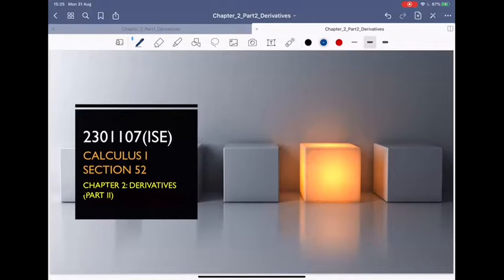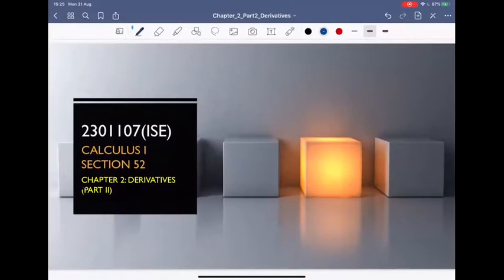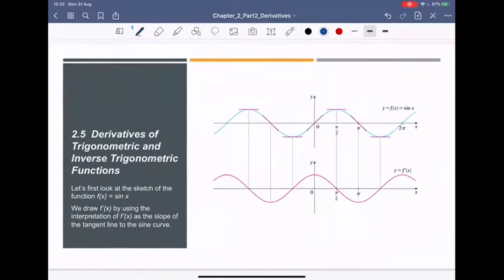All right, so before we head to that, any questions? Any questions for me or any content? If not, we are going to move to the derivative of trigonometric functions and then inverse trigonometric functions after.